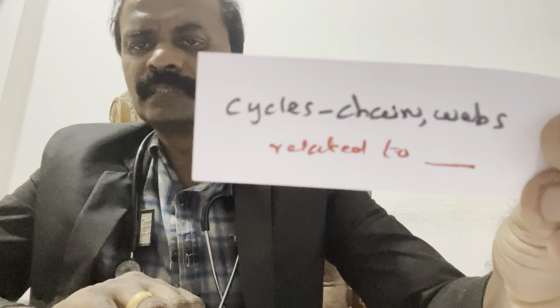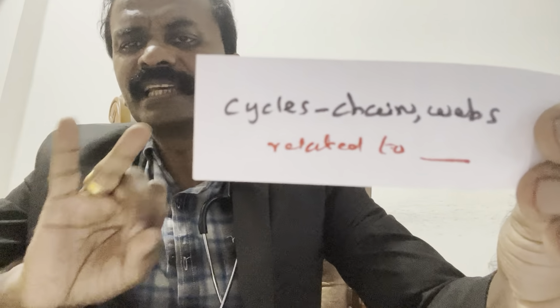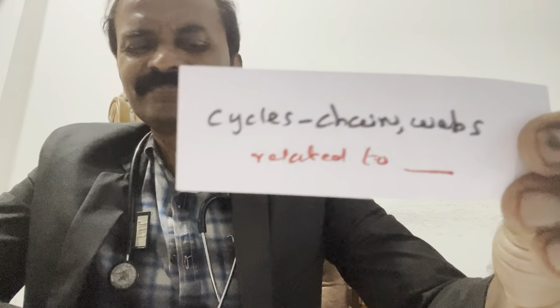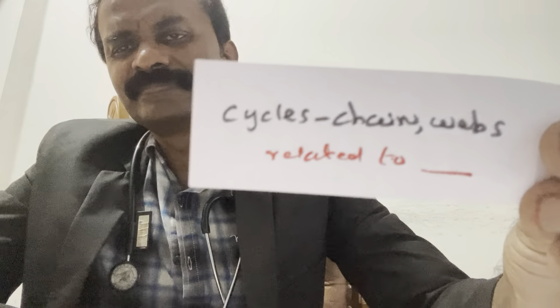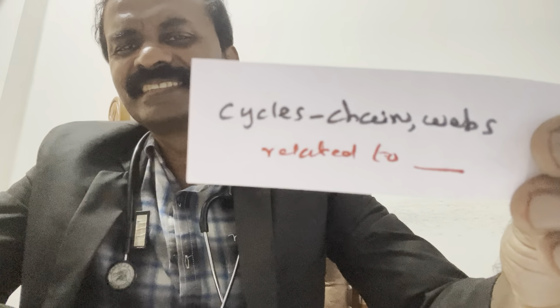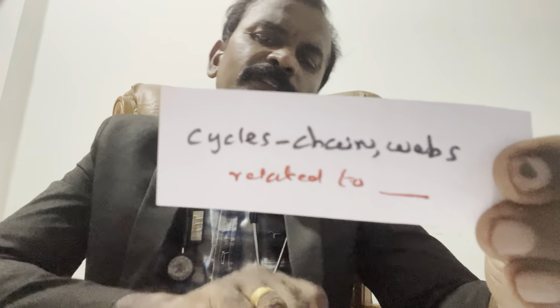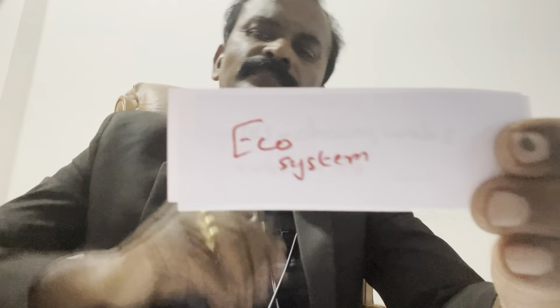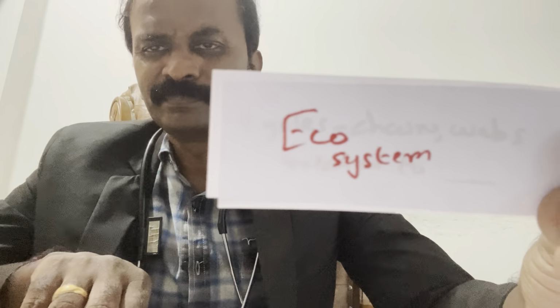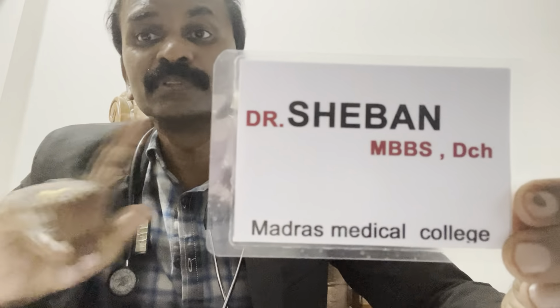Cycles, chains and webs. The words cycle, chain and webs are related to which topic? This is NEET preparation. Cycles, chains and webs is related to ecosystem.